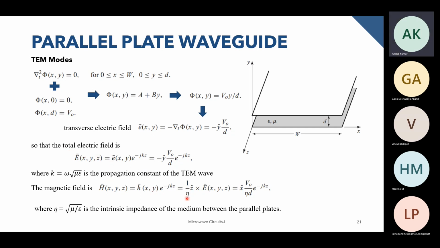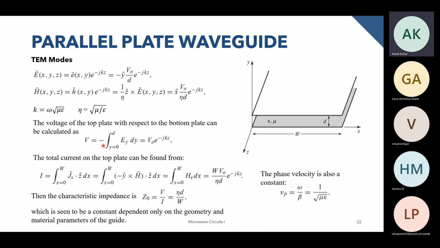And using the popular formula, we just take the cross product for the direction of propagation of the electric field. We get the magnetic field as well. So this is the solution for the magnetic field. So that's it. This is how we find the electric field and the magnetic field for a parallel plate waveguide for the TEM mode.